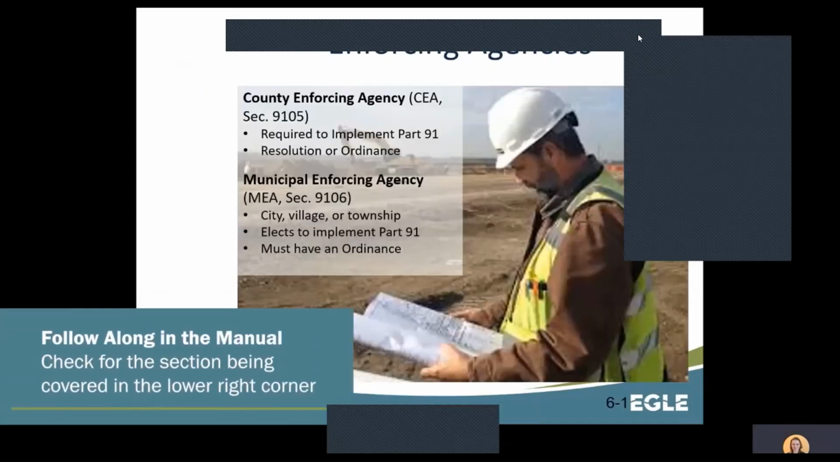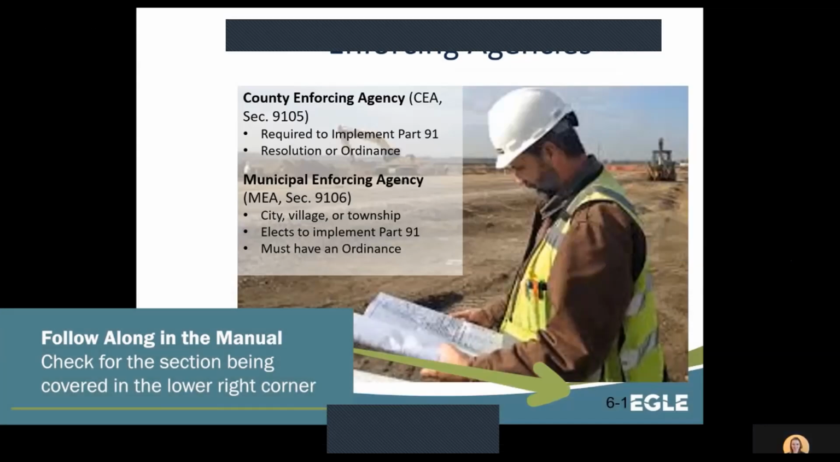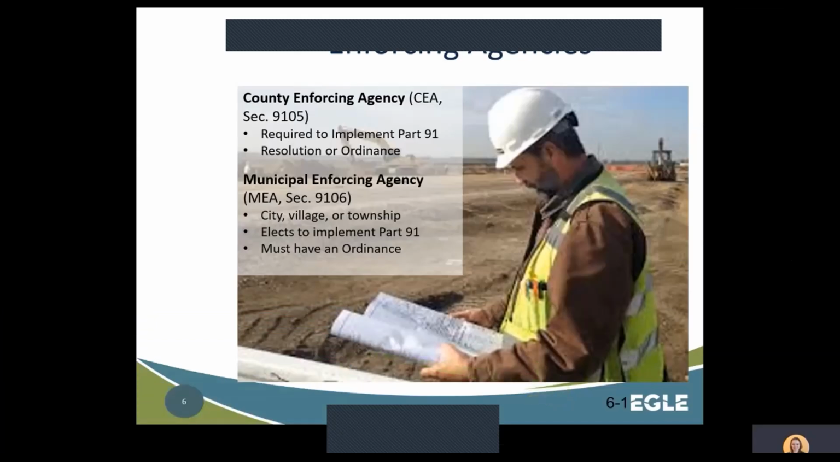CEAs are required to implement Part 91 through either a resolution or an ordinance. If using a resolution, their program must be the same as Part 91. If using an ordinance, their program may be more restrictive than Part 91. MEAs must have an ordinance. All ordinances must be approved by EGLE.